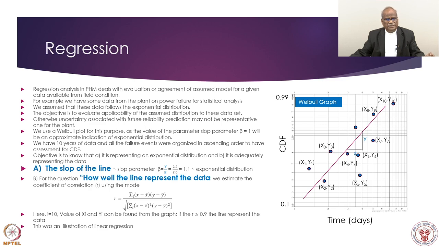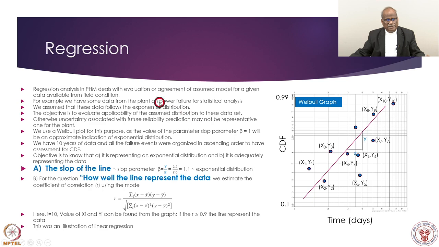Okay, so in this approach, we have taken a Weibull graph. One line has been drawn just by judgment, and we see which distribution it is following, because Weibull can give an answer for any distribution, whether it is exponential, log normal, normal, and all that. So we felt that this line is representing this data. Now a regression analysis has to be done, to see how well this line is representing this data.